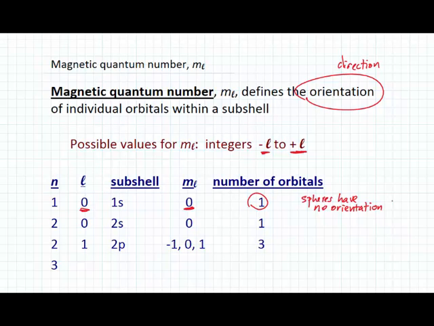So same with 2s. Spheres have no orientation, only one orbital. But now in 2p, L equals 1. Those are p's. So our possible values for the magnetic quantum number are negative L to positive L. So negative 1, 0, and positive 1 tell us that there are 3 orbitals. And I've got models of those 3 orbitals right here.